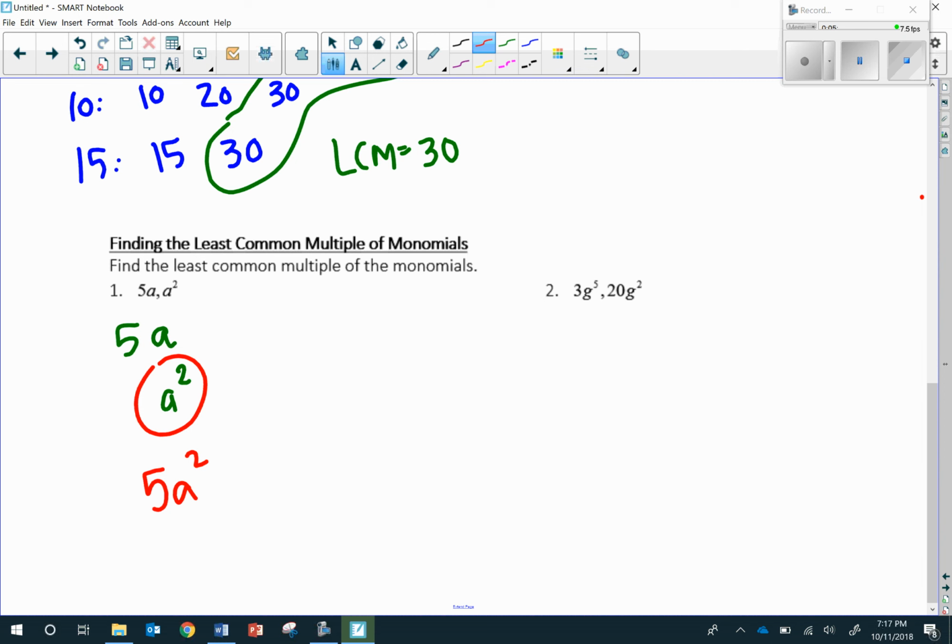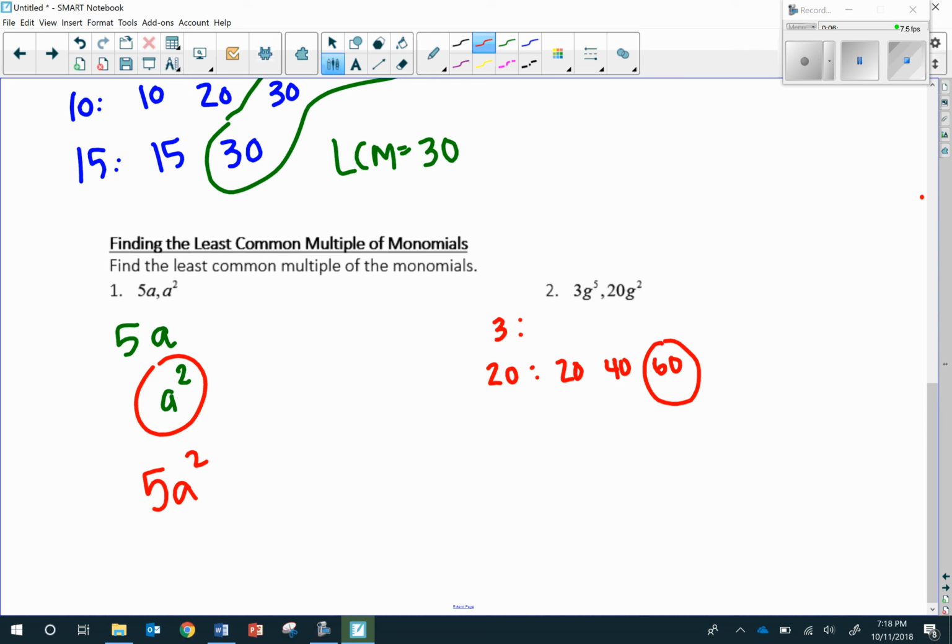In number 2, we do have two monomials, 3 times g to the 5th power and 20g squared. Our first step, remember, is to find the LCM of the two numbers present. So if I wanted to find the LCM of 3 and 20, I could simply list all of their multiples. When I do it for 20, I know that the multiples would be 20, 40, and 60. And I can already tell without listing all of the multiples for 3 that 60 is going to be our LCM.